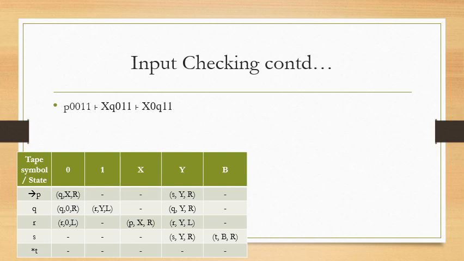X0Q11. From Q I am reading a 1. So the state transition is R, 1 is changed to Y, and the direction is left. So the head moves over this, after the X, before this 0, I will have the state R. But this 1 is changed to Y. So I will have XR0Y1.